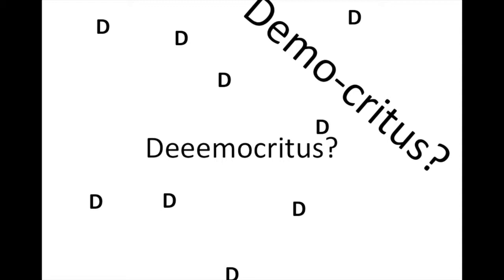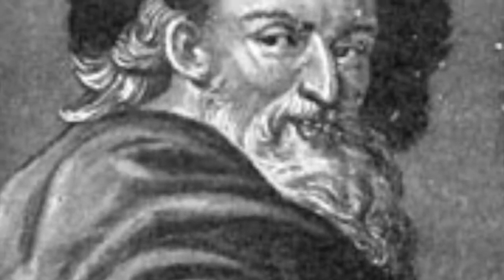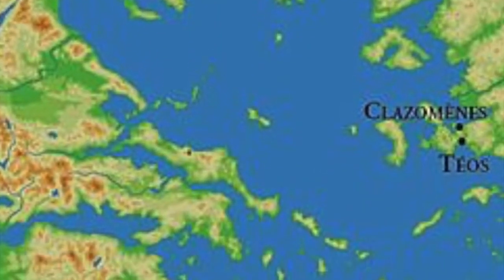Democritus? Democritus? Democracy? Democritus. That's how you say it. Democritus was born in 460 BC in Abdera, Greece.